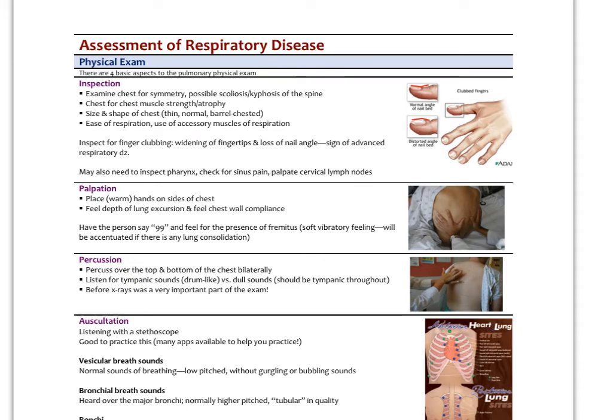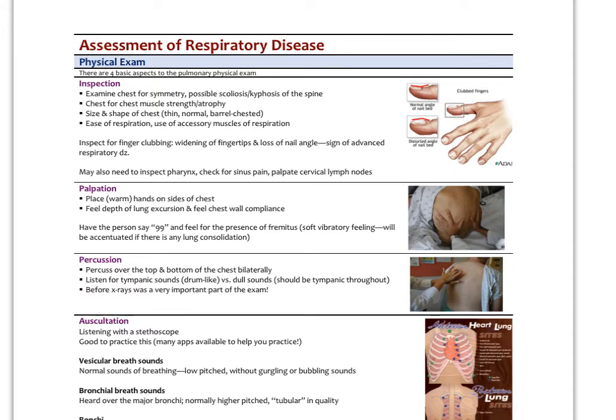Looking for the chest muscle strength, if there's any atrophy, that can happen in different neuromuscular disorders. Size and shape of the chest, are they thin, are they normal, are they barrel-chested? Barrel chest is something, again, we see in emphysema. And then the ease of respiration, are they using any of those accessory muscles? So we make a note of all that.